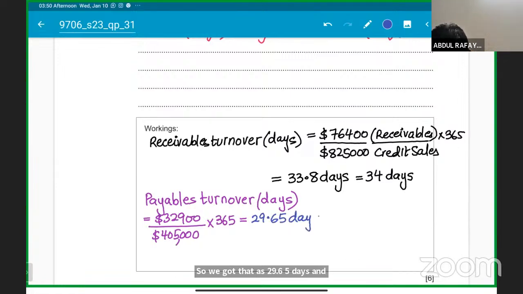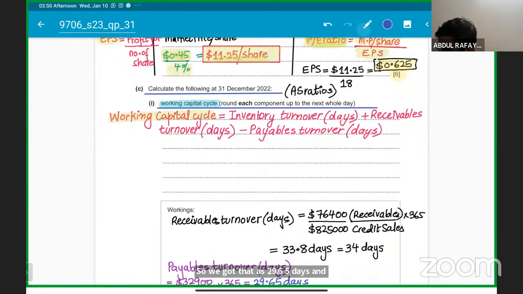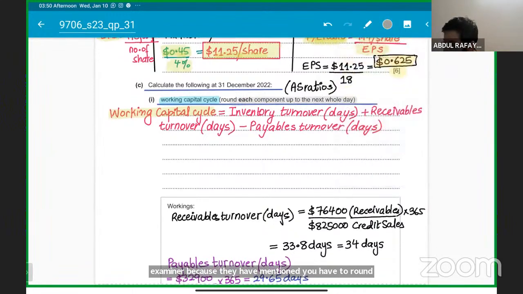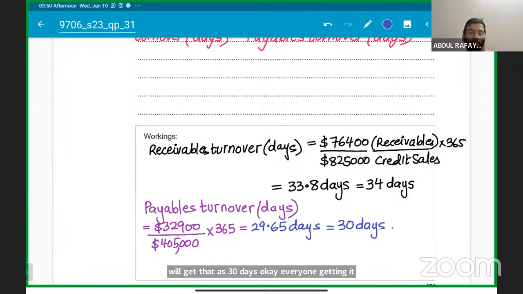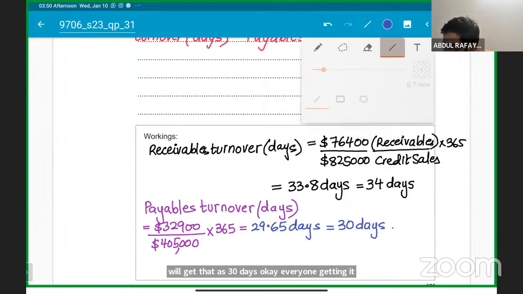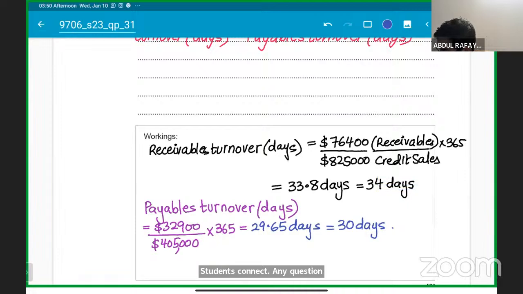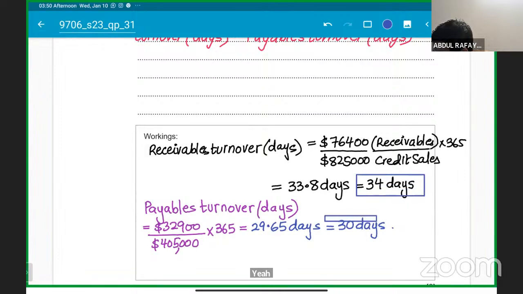And according to the examiner, because they have mentioned you have to round up to the next whole day. Everyone getting it? Make sure to follow the instructions, round each component. So you will get that as 30 days. Okay, everyone getting it? Clear? Students got it? Any questions, any concerns? So this is 34 days. Okay. This is 30 days.